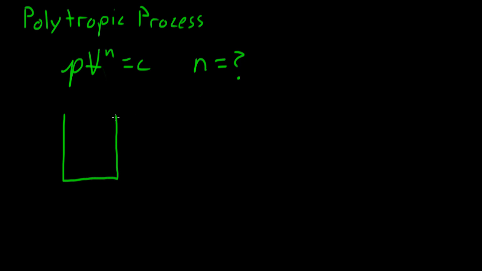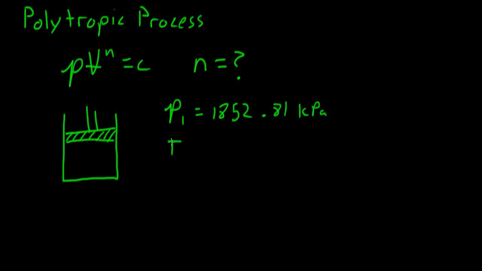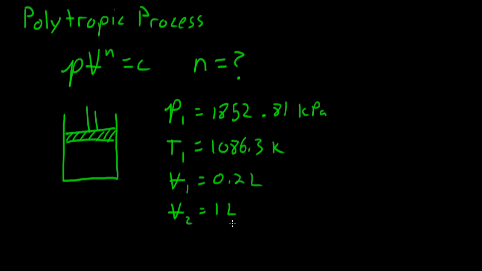Let's return to our piston cylinder from an internal combustion engine. We will evaluate the work done during the power stroke. Just after combustion, the pressure in the cylinder is 1852.81 kilopascals. The temperature is 1086.3 Kelvin, and the volume is 0.2 liters. At the end of the power stroke, the volume is 1 liter.